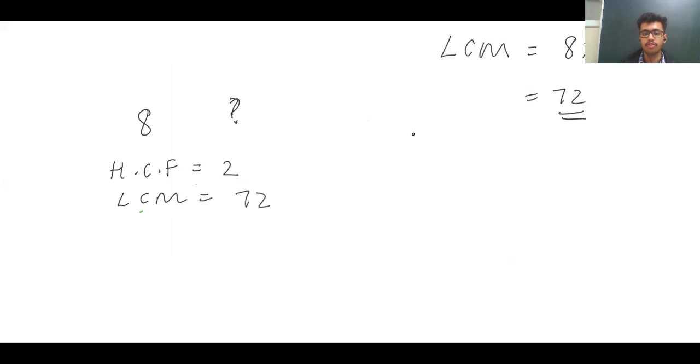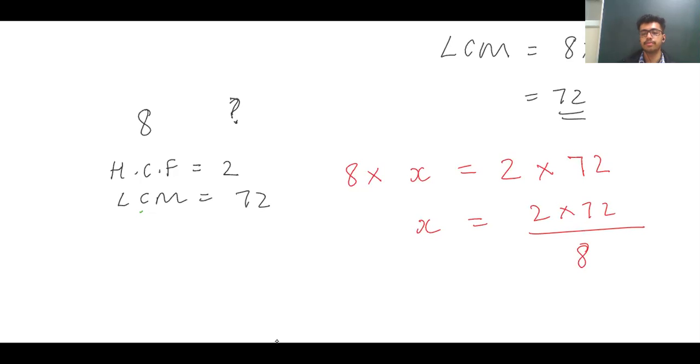So now what you have to do is, you know that 8 into the other number, let's say X, is equal to 2 into 72. Now you have to find X. So X is equal to 2 into 72, and this 8 will go over here, so divided by 8. Now 72 goes in 8 tables as 9, right? So 2 into 9, X is equal to 18. Then you choose it in the correct option.